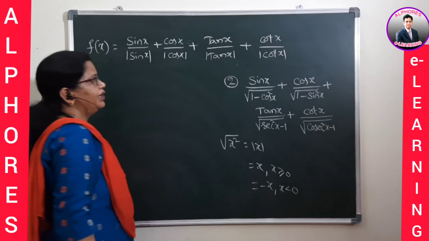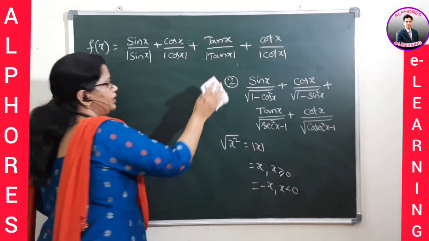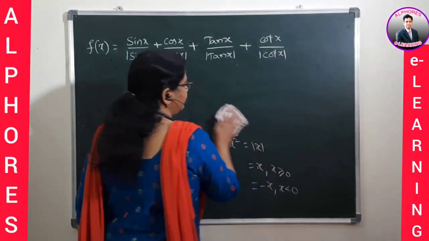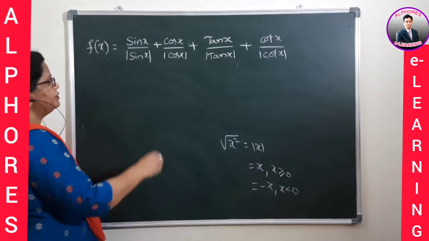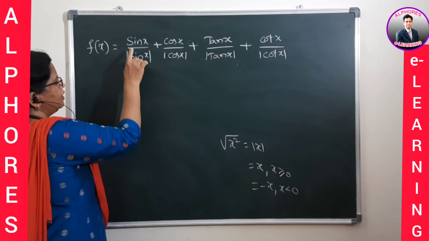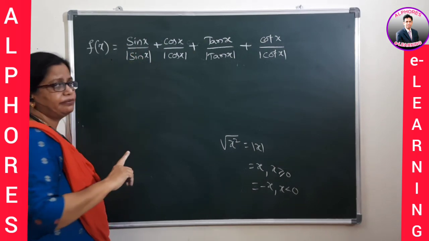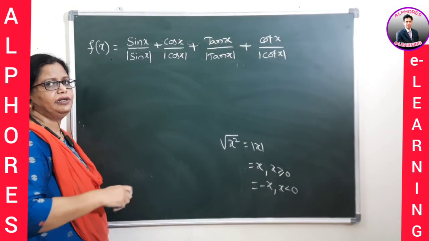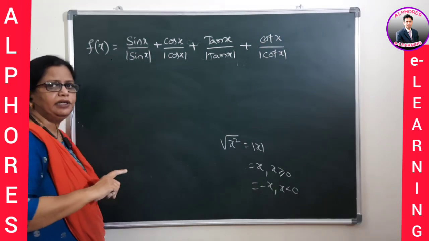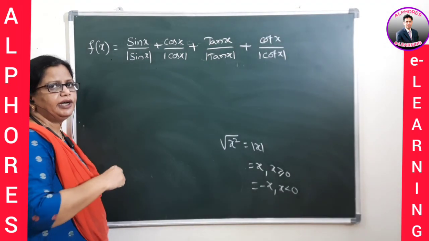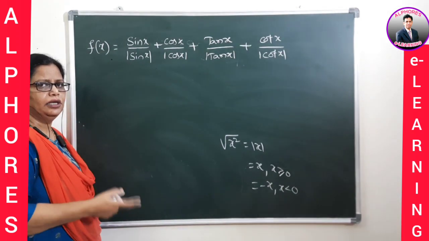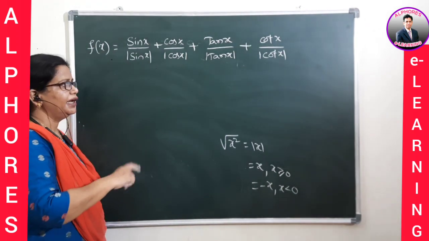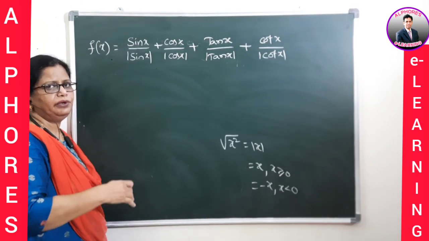Now once we have it like this, totally for the problem we have to decide for 4 kinds of values. What are those 4 kinds of values? Here observe: sine is positive in the first quadrant and second quadrant. Cos is positive in the first quadrant and fourth quadrant. Whereas tan and cot are positive in the first and third quadrant. Therefore, we have to divide x values into 4 quadrants.